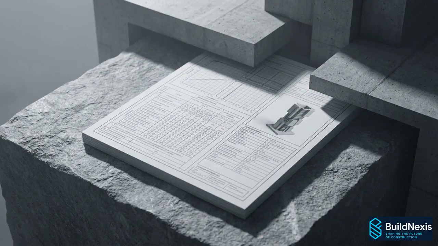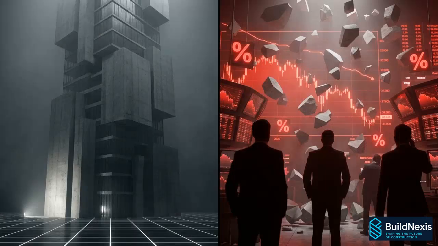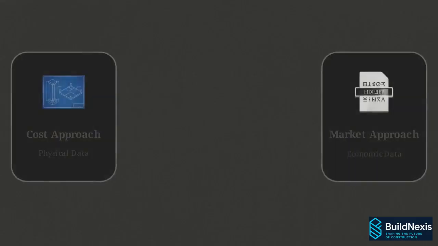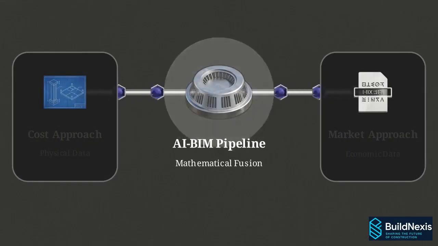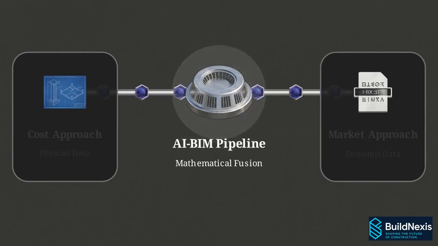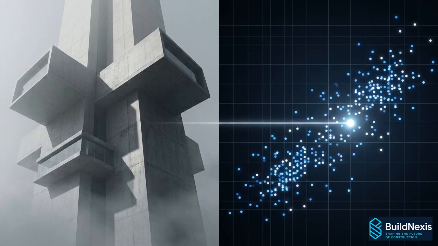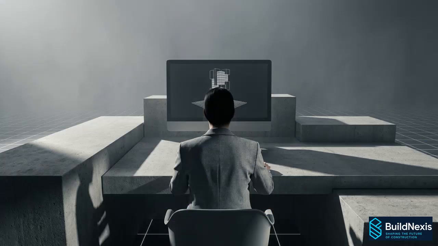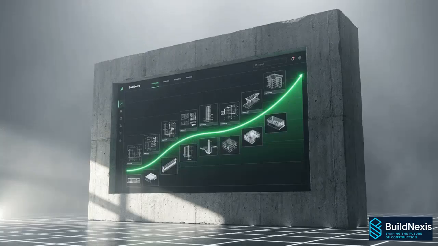Yet the DRC method has a strict limitation. It evaluates an asset entirely from an engineering perspective, remaining completely blind to macroeconomic market forces and buyer sentiment. To achieve true valuation accuracy, we have to engineer a pipeline that mathematically fuses these isolated concepts. We must integrate the deterministic 3D physical data of the DRC method with the predictive market adjustments of machine learning. We must pull structural data out of its engineering silo and feed it directly into a real estate economic forecast.